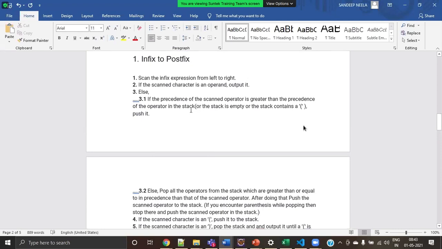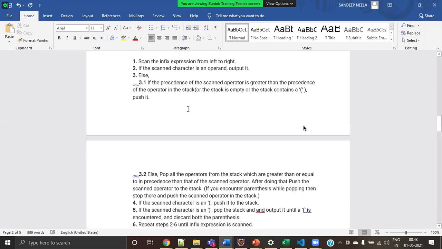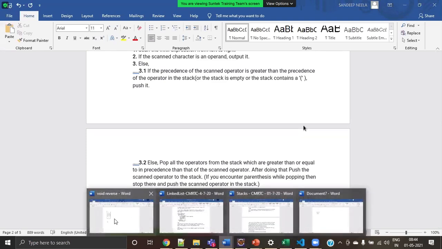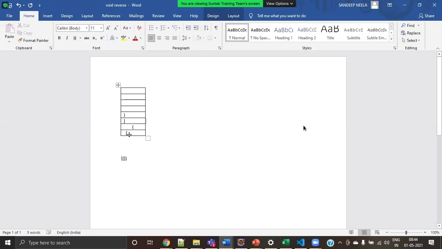What he is saying is, if it is an operand, we directly print it. Otherwise, we push the operator onto the stack if it is greater than the previous operator. Else, if it is not greater, pop all the operators from the stack which have precedence greater than or equal to the scanned operator. After doing that, push the scanned operator to the stack. Let me tell you with an example. Let us take this as an example.